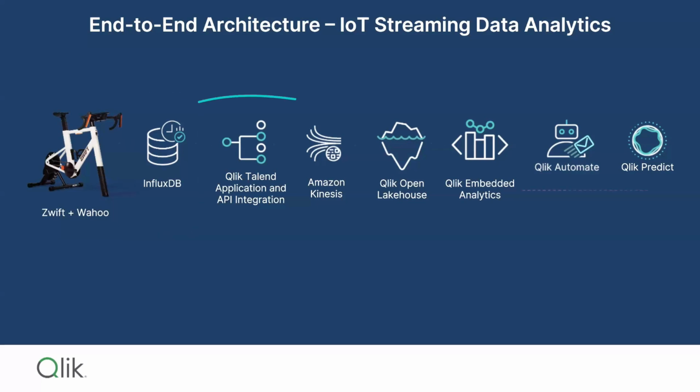From that point, we started with the Talend portfolio to stream that data into Amazon Kinesis. Kinesis is Amazon's event management type system that could do real-time event processing. Now, from there, Kinesis is just sending messages, right? Qlik Open Lakehouse will then take that data from Kinesis and in near real time build and optimize Iceberg tables in AWS that we can then run analytics against.